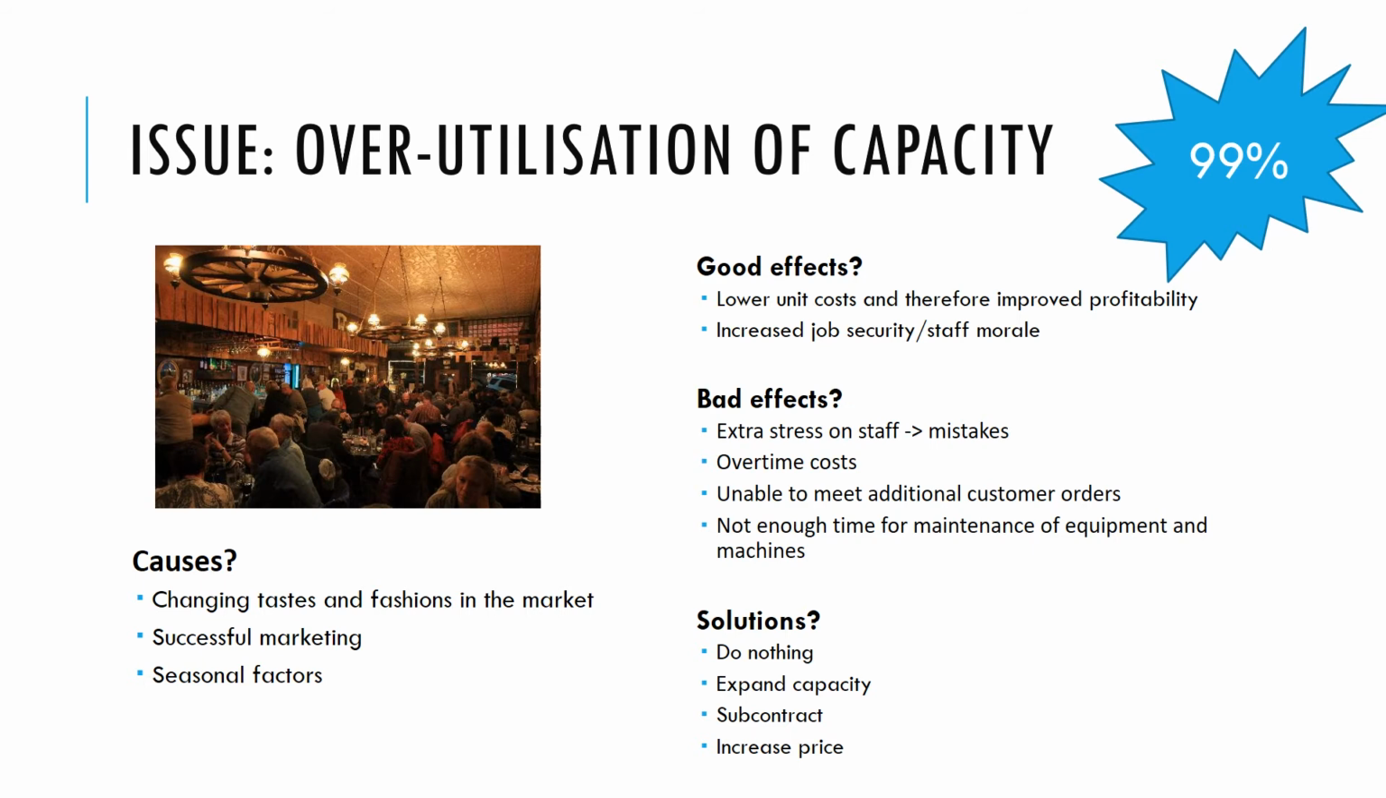Maybe expand capacity. So actually invest in increasing the size of your restaurant, or buying new planes, or moving to a bigger football ground, or buying a larger factory. Perhaps subcontract, and that is where you pay another company to produce some of your products for you. So maybe that would help you if you're really at your limits. We'll pay this other company to make the products for us, and that frees up some time for us to maintain our own equipment, for example. Or perhaps increase price so that you reduce or restrict the amount of orders, the level of demand you have for your products, and so you have a more manageable or sustainable utilization of capacity.